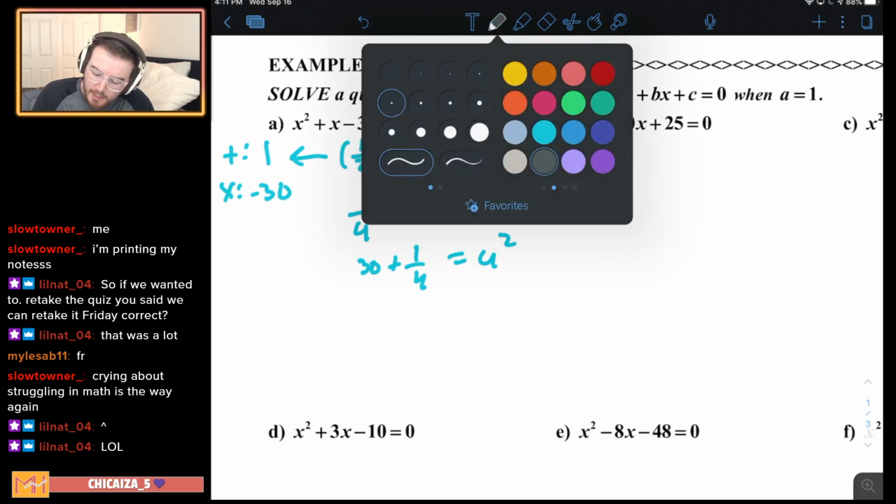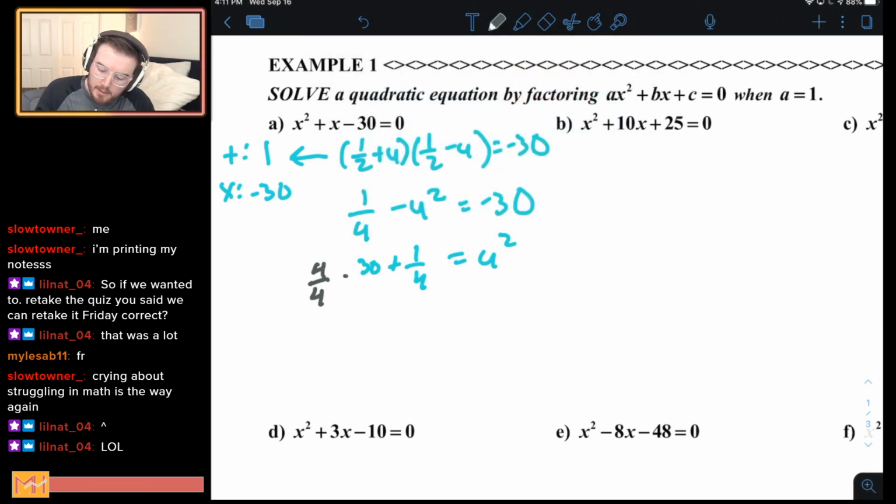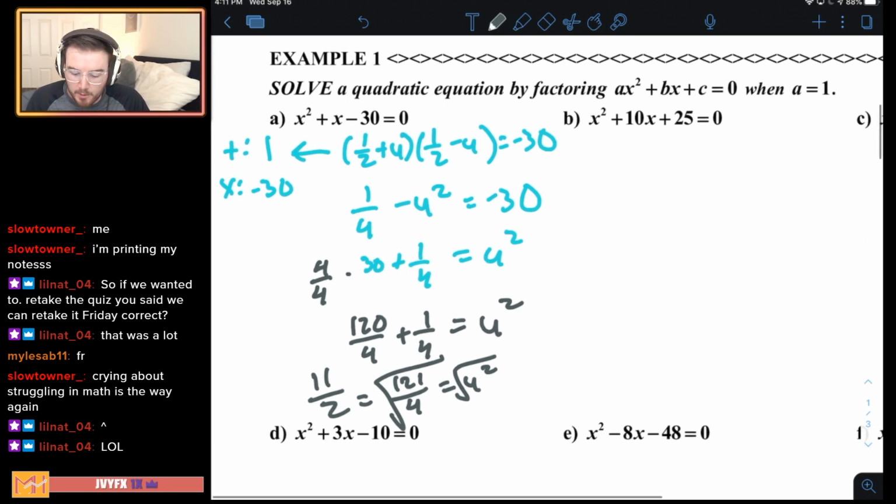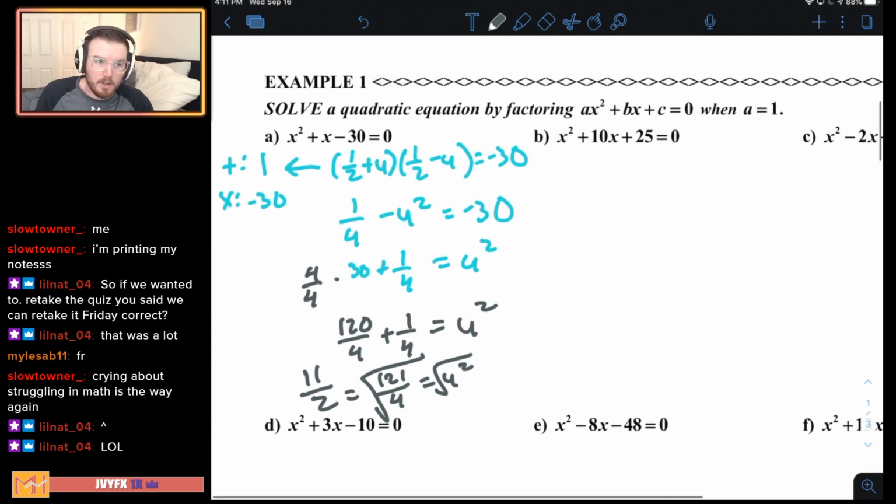I need to get a common denominator. So I end up with 120 fourths plus 1/4, which equals u squared. So 121 over 4 equals u squared. Take the square root. I end up with 11 halves. These notes were not designed with my method in mind. I'm kind of running out of room.